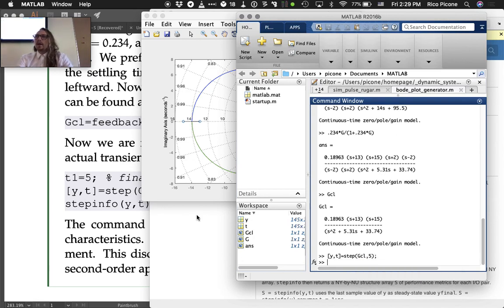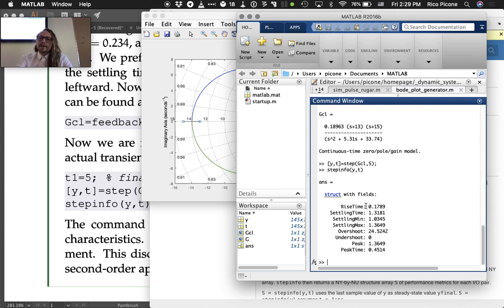So now I've got my step response. And now we can do stepinfo of y comma t. And it tells us the rise time, the settling time, percent overshoot, etc. So we're looking for a percent overshoot of 20. We got 24.5. It's a little high, right? It's because it's just an approximation, this 20% overshoot line. So we're going to have to adjust this gain.